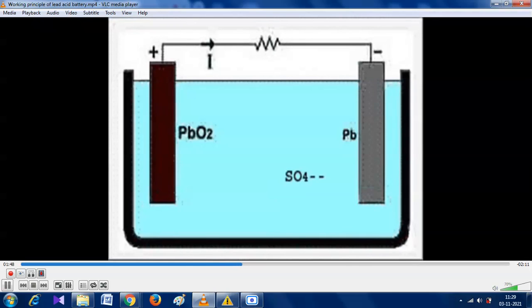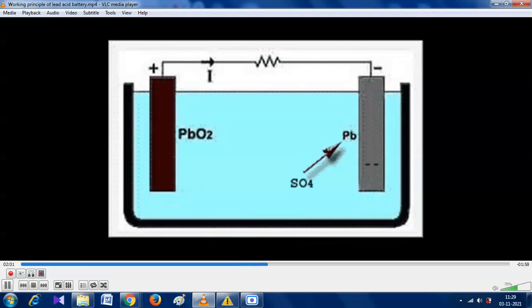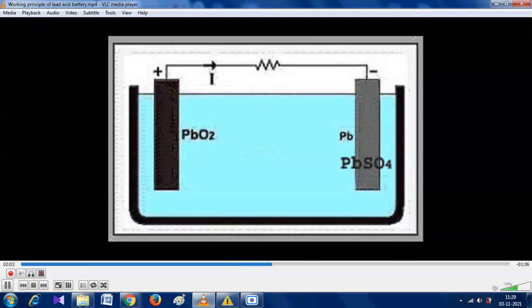Negative sulfate ions are moving freely in the solution, so some of them will reach the pure lead plate where they give their extra electrons and become radical sulfate. As the radical sulfate cannot exist alone, it will attack pure lead and form lead sulfate.